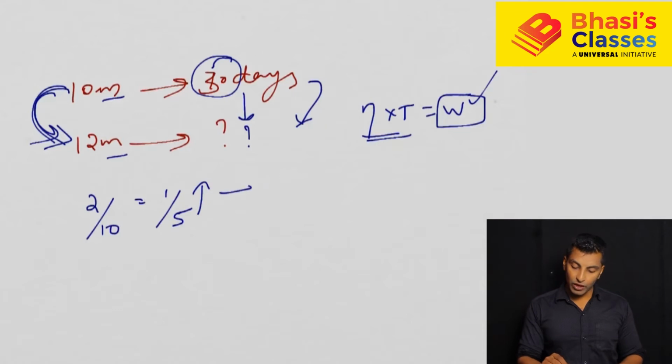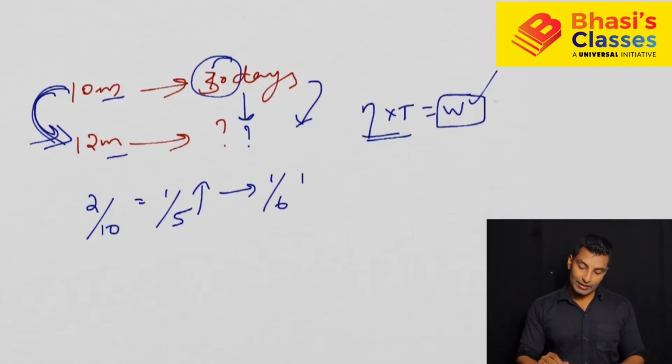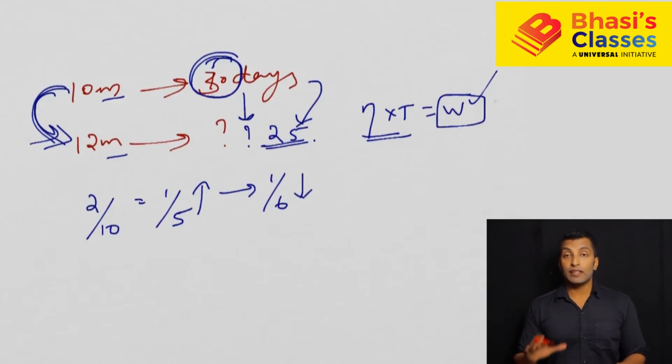1 by 5 increase, we know, will lead to 1 by 6 decrease. What is our rule? 1 by x increase will lead to 1 by x plus 1 decrease on the other. So what is 1 by 6 of 30? If you divide 30 by 6, you'll get 5. So a 5 decrease will be there. That means your answer is 25. This is the best method.